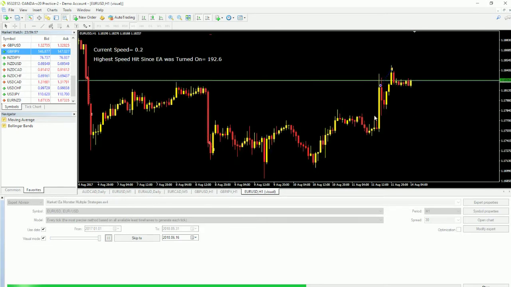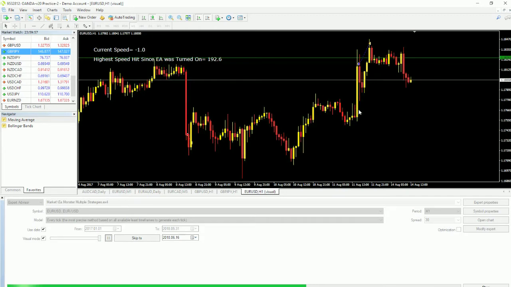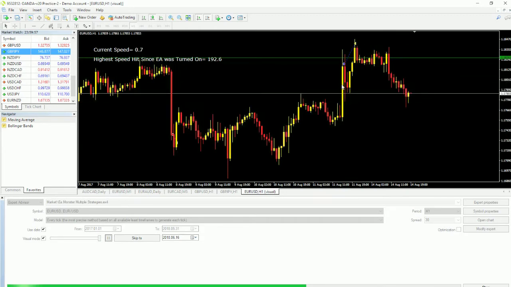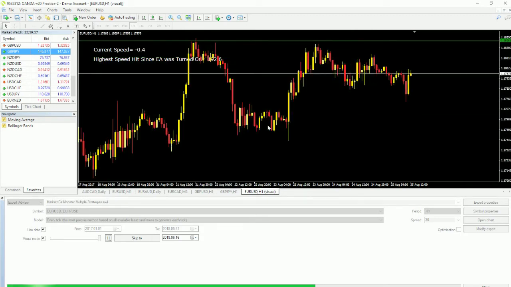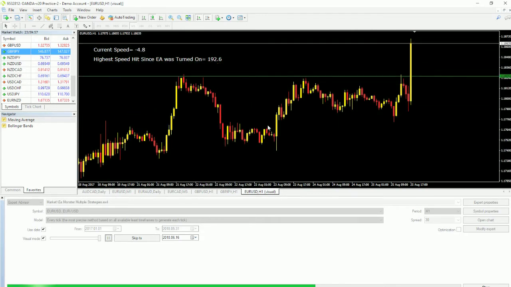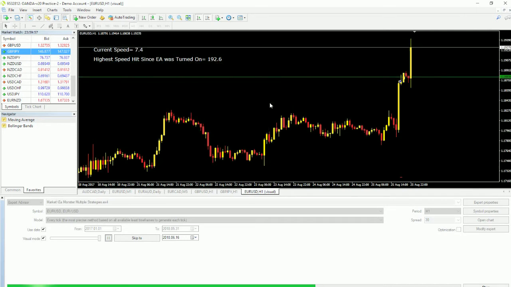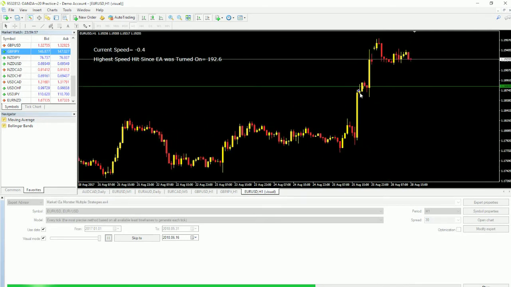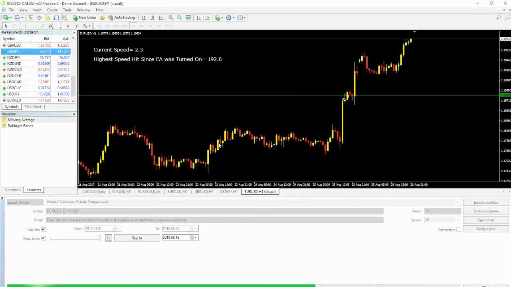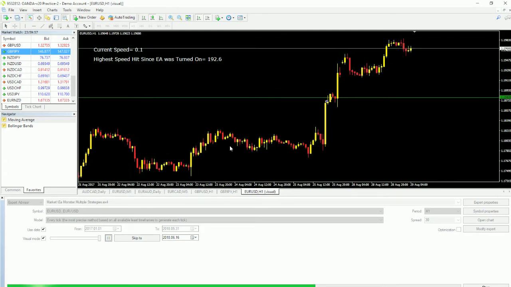Did well again. Another large candle, 200% or more greater than the previous 20. There's another one here, another extreme situation. Another very large candle breaking out from the previous 20 or more candles here.